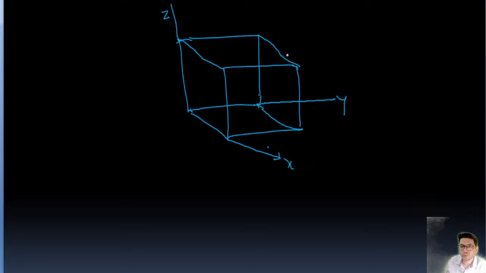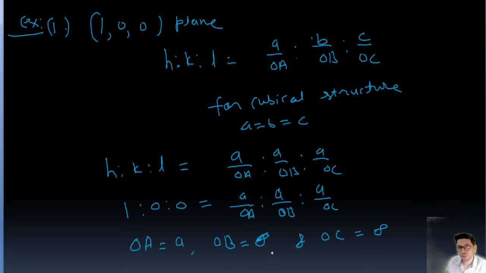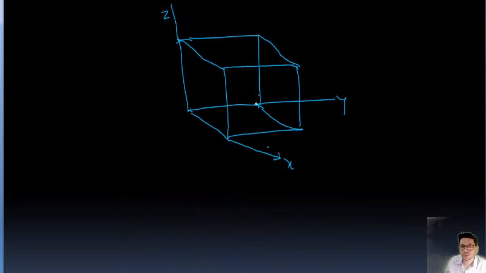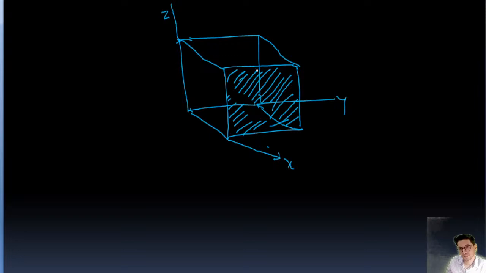Okay, so we have to get the plane where OB equal to infinite and OC equal to infinite. OB infinite means the plane intercepts the y-axis at infinite, and the z-axis at infinite. So this is going to be this plane, guys. You can see this plane is parallel to the z-axis and parallel to the y-axis and intercepts the x-axis at A.